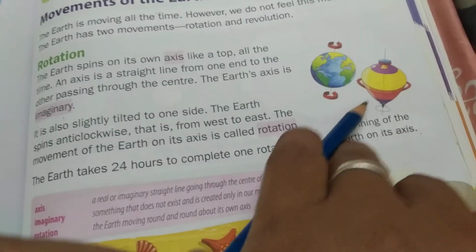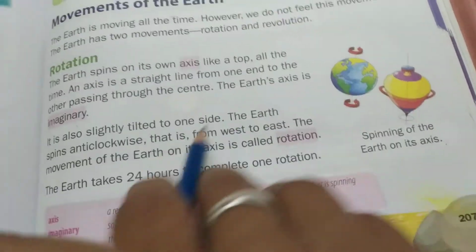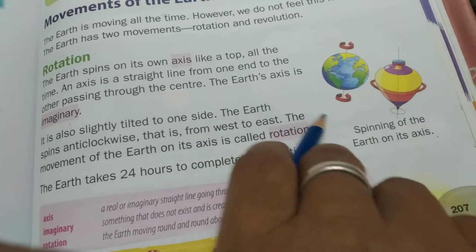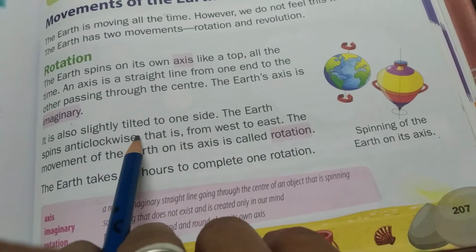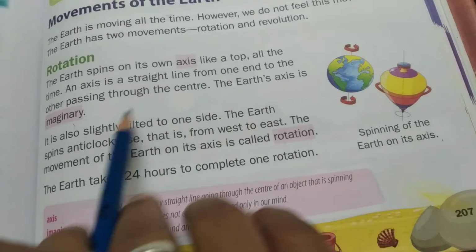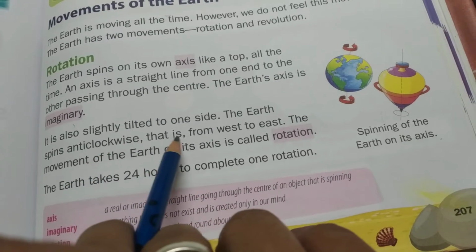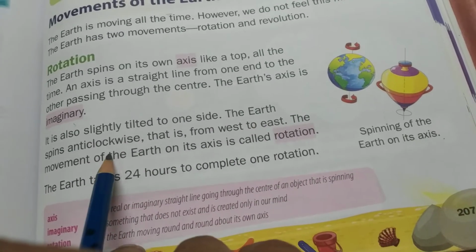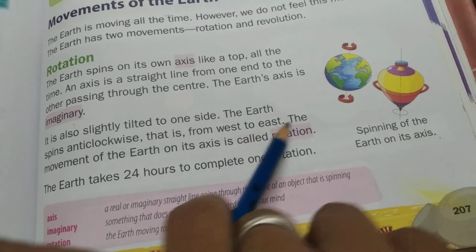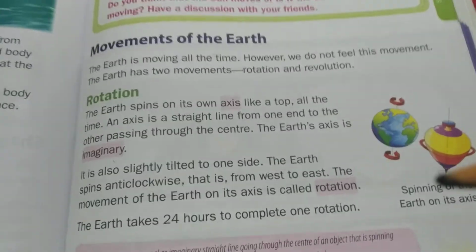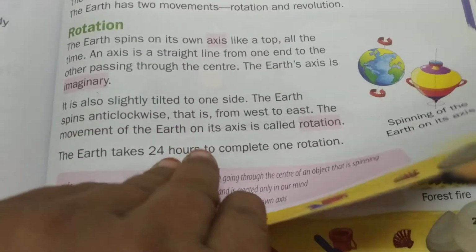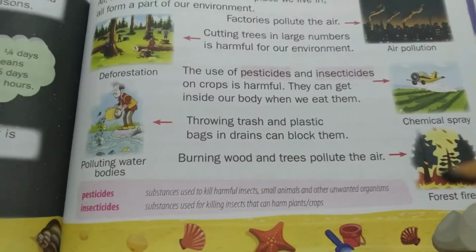Are you observing here? This is the top. Like this, Earth rotates, spinning of the Earth on its axis. It is also slightly tilted to one side. The Earth spins anti-clockwise, that is from west to east. The movement of the Earth on its axis is called rotation. Earth takes 24 hours to complete one rotation. Underline that one. Turn the page, children.